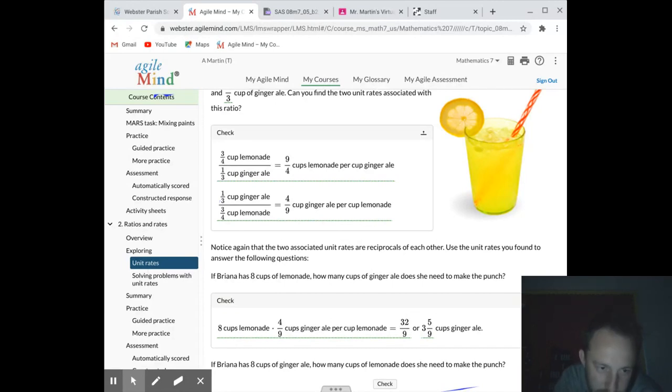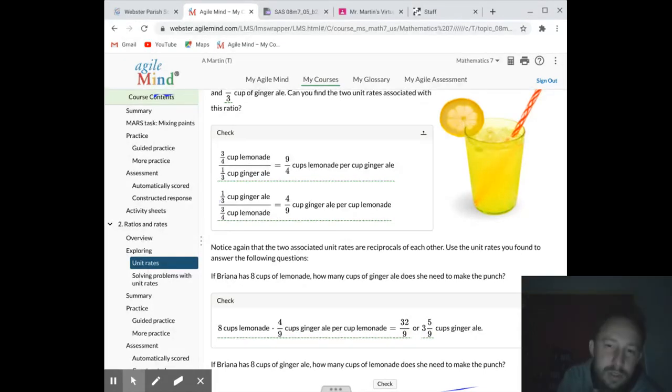We're looking for the lemon. We're looking for how much lemonade that she needs to make the punch, not the ginger ale. So you gotta say what we found out. Can I just say the answer? I'm not gonna explain stuff.